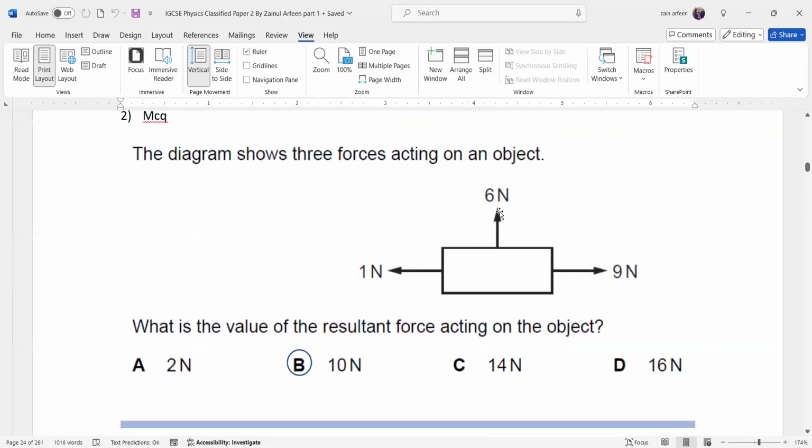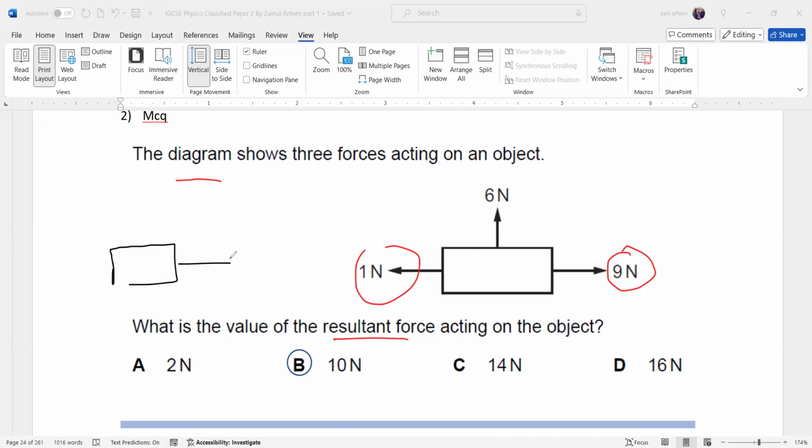In question 2, the diagram shows three forces acting on the object. What is the value of the resultant force? First, 9 Newton is towards the right and 1 Newton is towards the left. When two forces are acting in opposite directions, we get the resultant by subtraction. So the resultant of these two will be 8 Newton towards the right, and 6 Newton is upward.